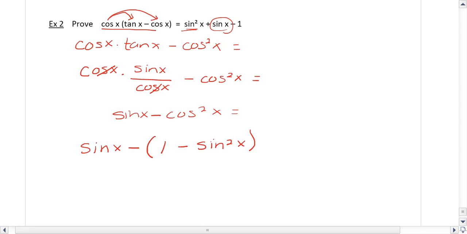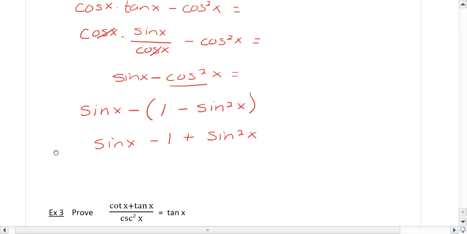I subtracted sine squared on both sides of that first Pythagorean identity, so I can substitute cosine squared and put in 1 minus sine squared. And then if I simply distribute this negative sign, I have it. I have sine x minus 1 plus sine squared x. It's the same thing as the side on the right, just in a little different order, so I could rearrange it.